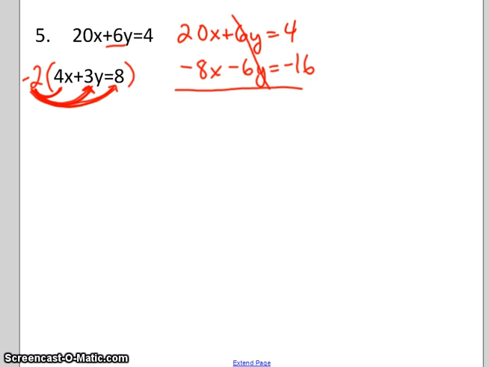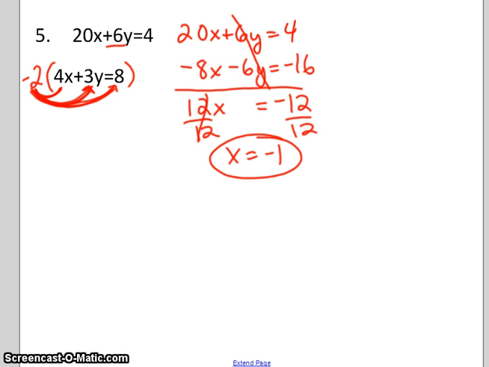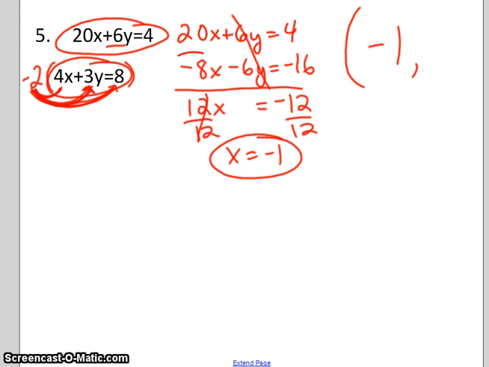My y's get eliminated. 20 minus 8x is 12x. 4 minus 16 is negative 12. Solve for x. X equals negative 1. Alright, so we got negative 1, comma. Let's sub that negative 1 into one of the equations. We could choose this one here, this one here, or even this one here. Let's choose this one because it has smaller numbers.